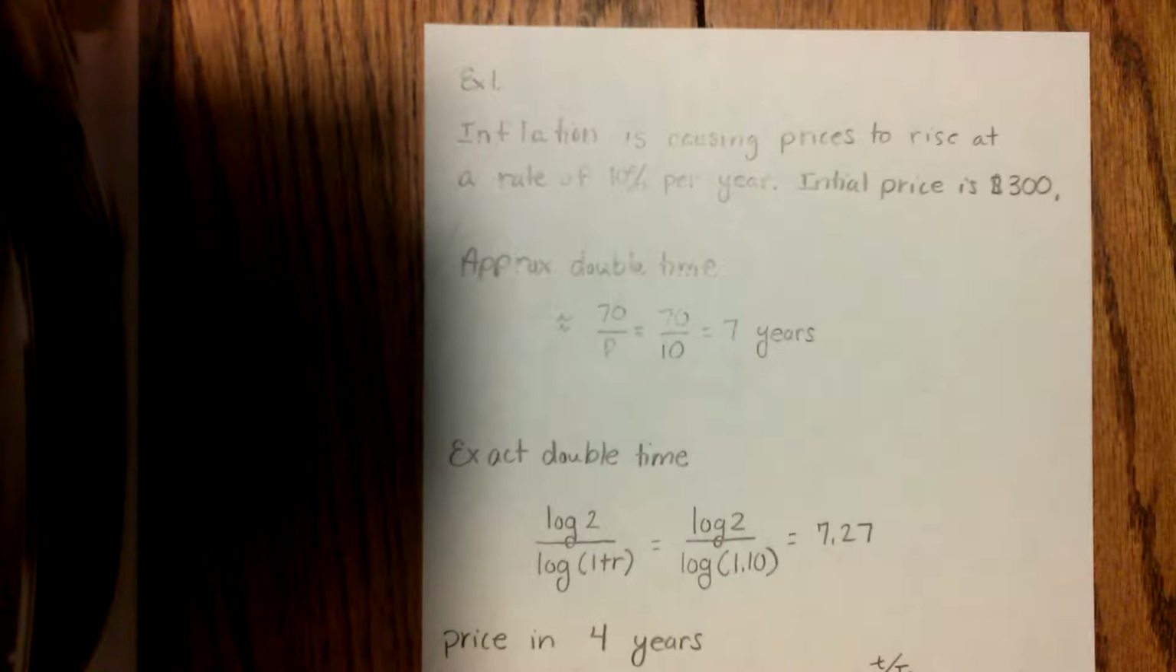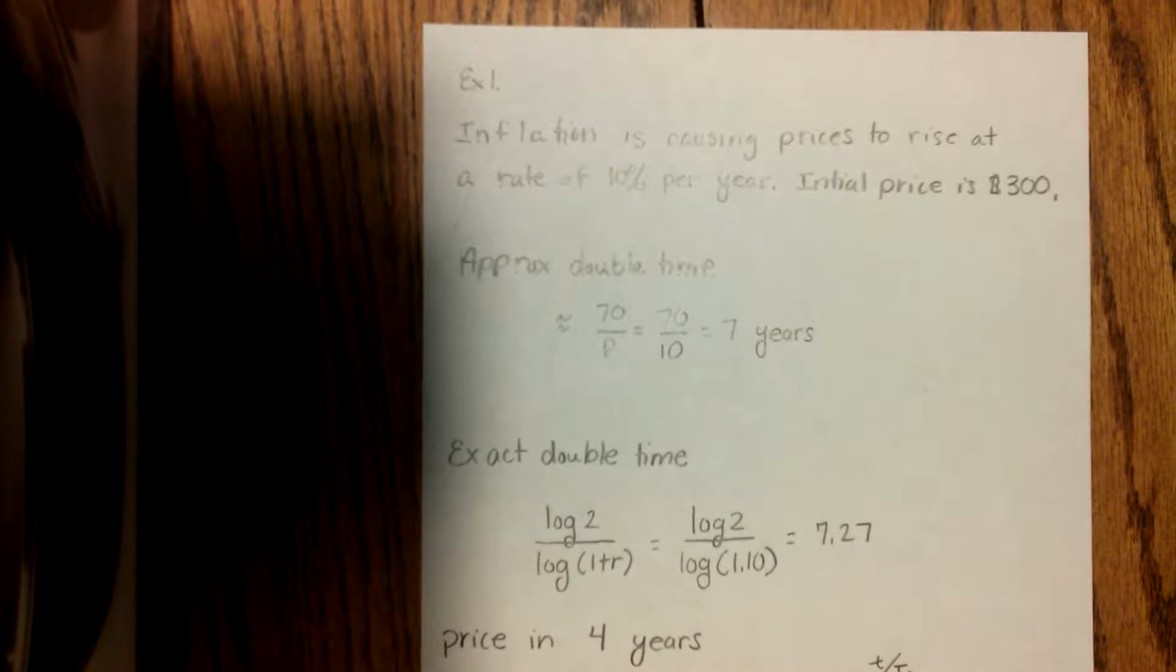So in this problem, which is similar to one of your homework questions, it says inflation is causing prices to rise at a rate of 10% per year. The initial price is $300. So the first question is find the approximate double time. What that means is if it grows 10% every year starting at $300, approximately how long will it take to double the amount? Approximately how long will it take to get to $600 if it starts at $300?